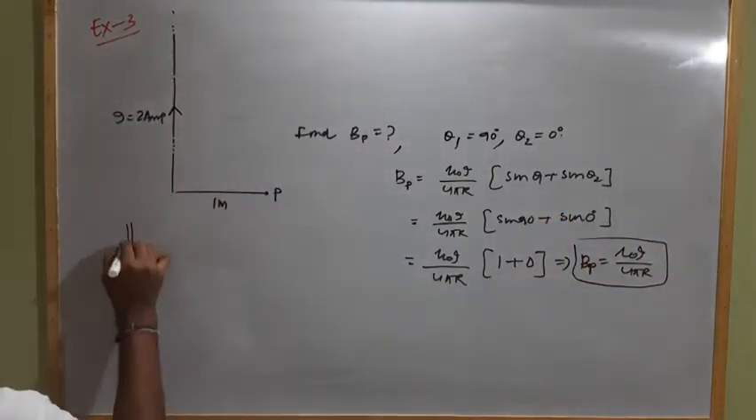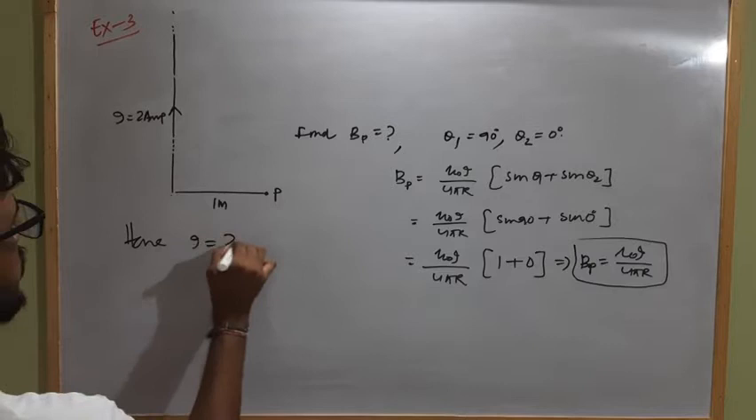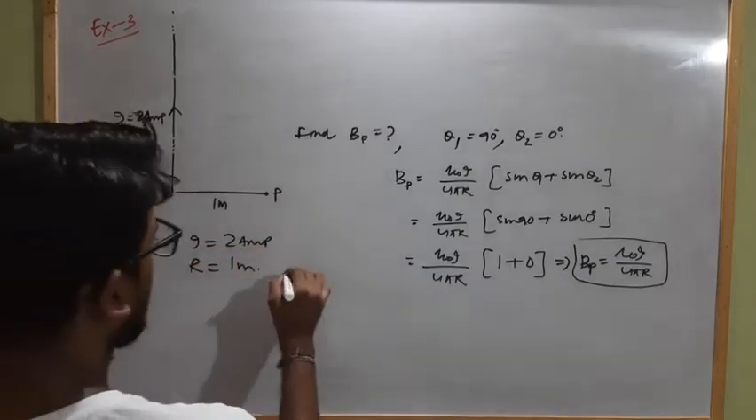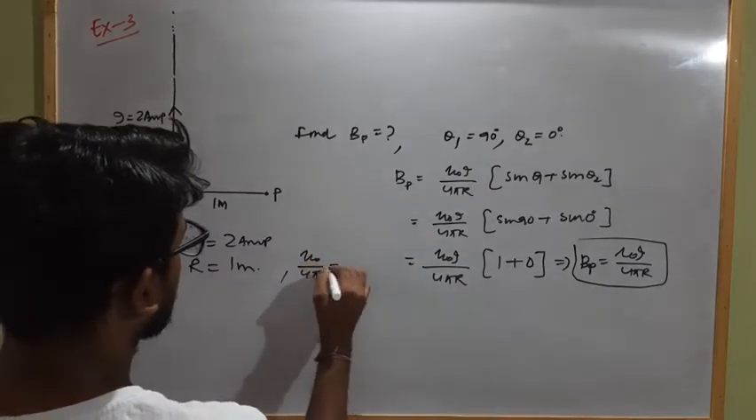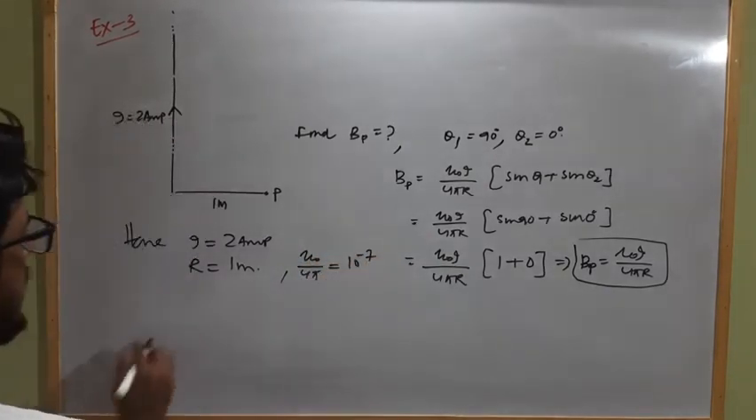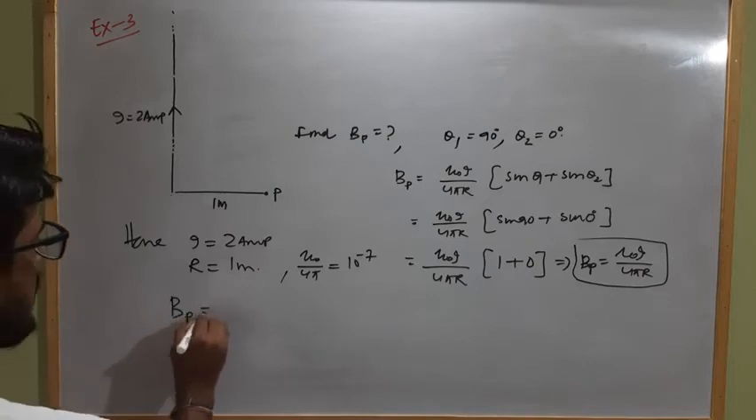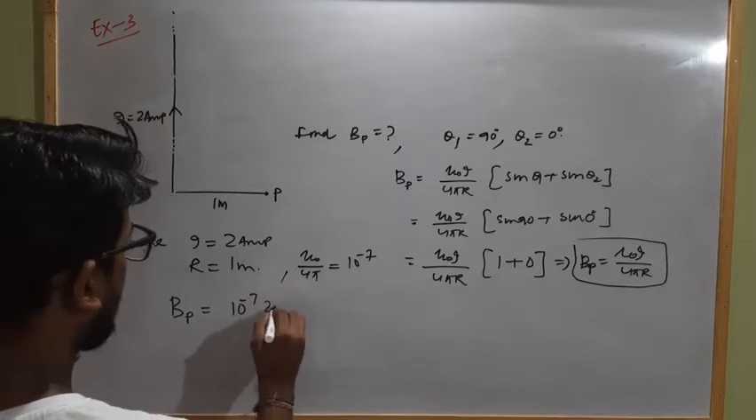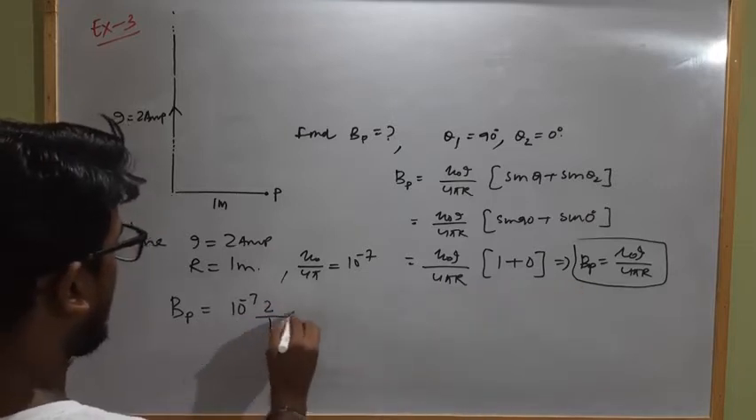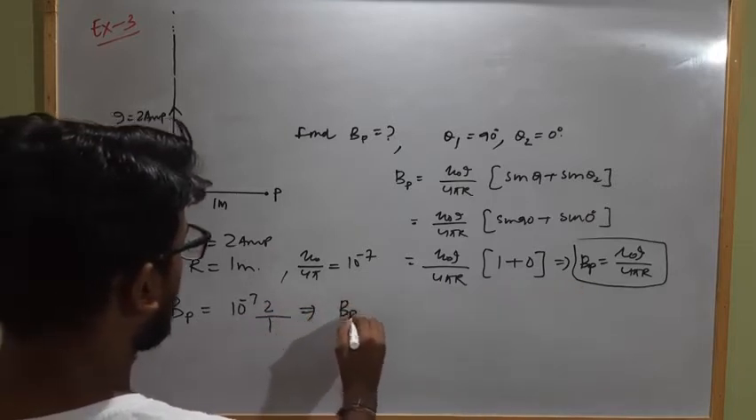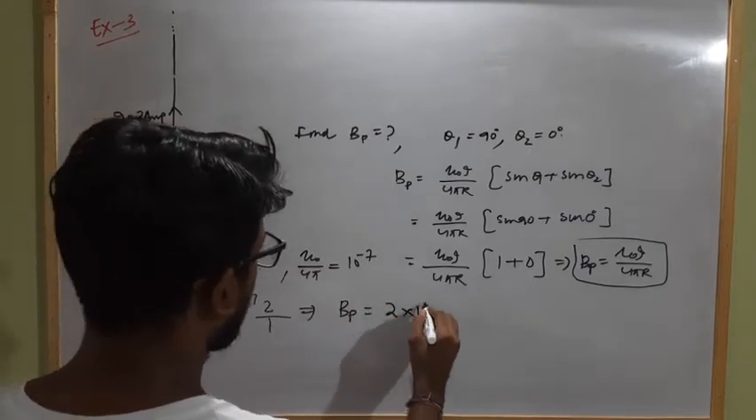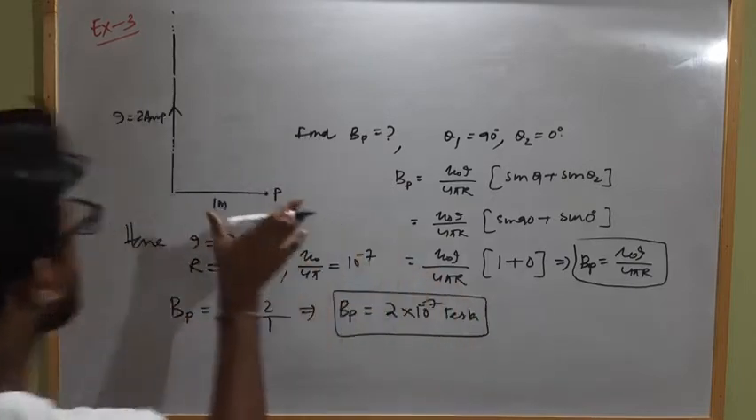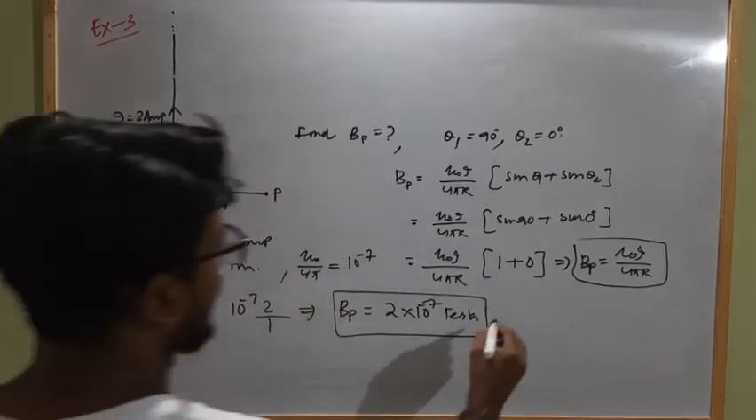So here I equal to 2 ampere, r equal to 1 meter, and we know mu naught by 4 pi value is equal to 10 to the power minus 7 in SI. So the magnetic field strength at P will be 10 to the power minus 7 into, in place of I, 2, divided by, in place of r, 1. So this implies magnetic field strength at P will be 2 into 10 to the power minus 7 Tesla. And again the direction will be according to the right hand palm rule, inward.